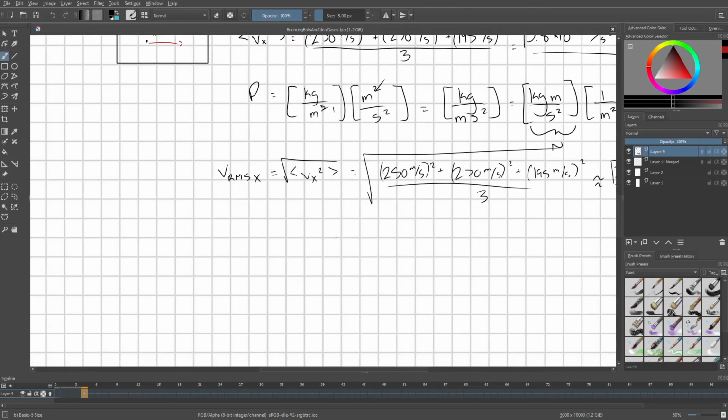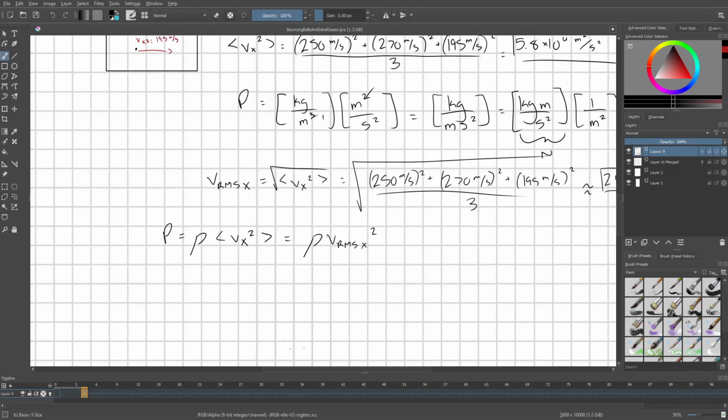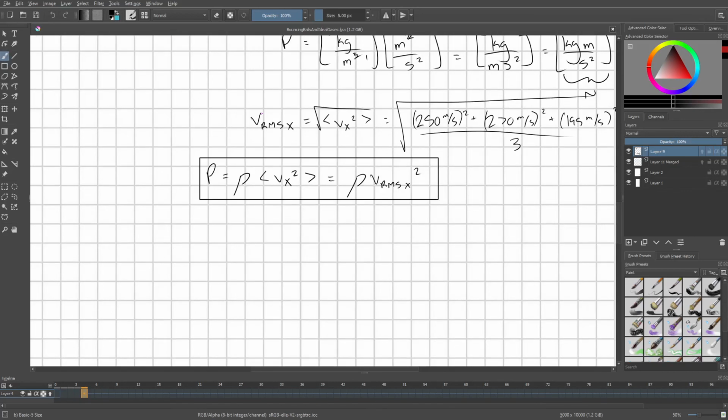So with that out of the way, we could write my pressure, which we determined was my density of my gas times my mean square speed. This could also be equal to the density of my gas times my root mean square speed in the x direction squared. Right? These are identical ideas.